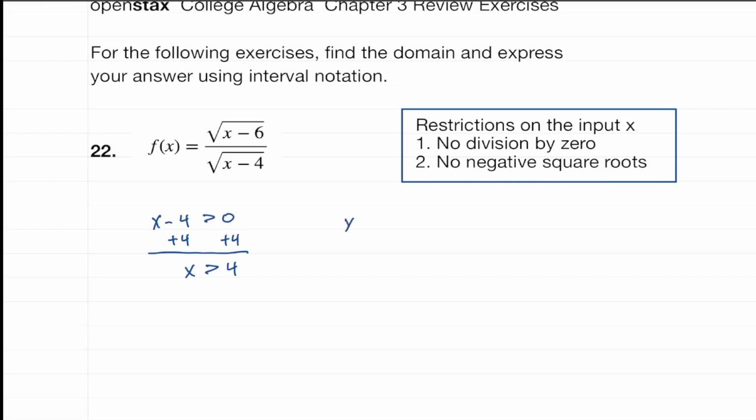All right, the quantity x minus 6 has to be greater than or equal to 0. And that's because it's in the numerator, so we can allow it to be equal to 0. So if we add 6 to both sides, we see that x must be greater than or equal to 6.